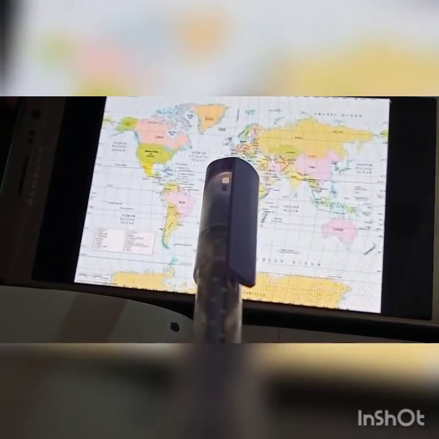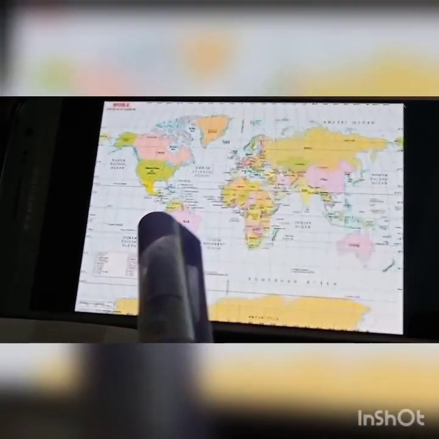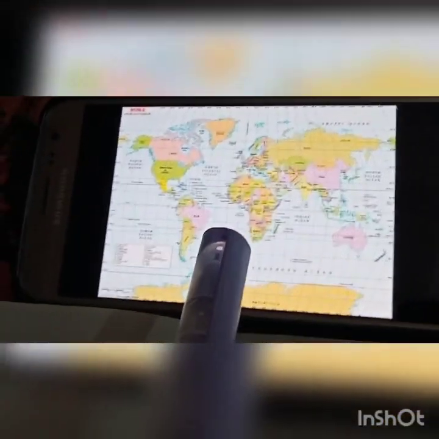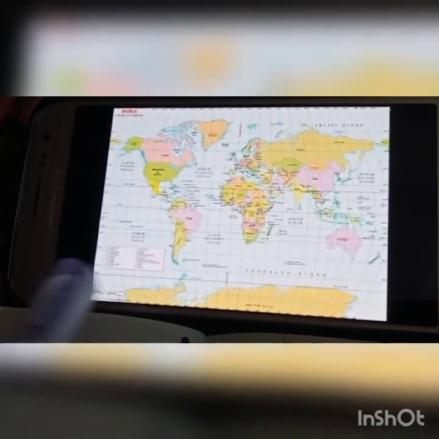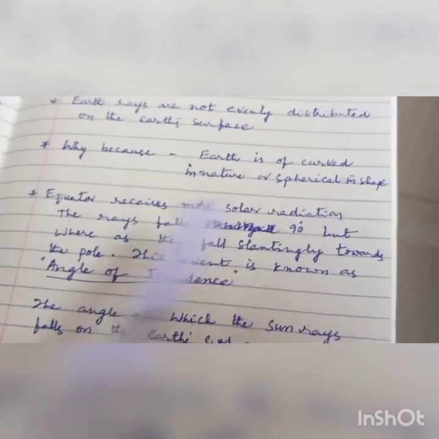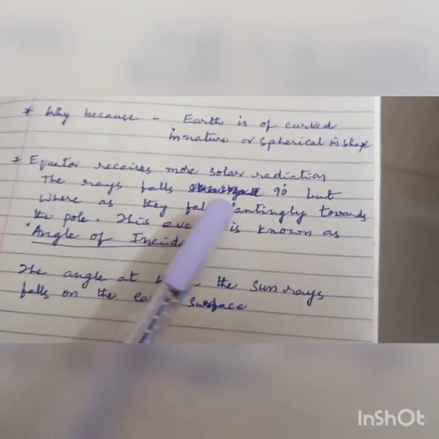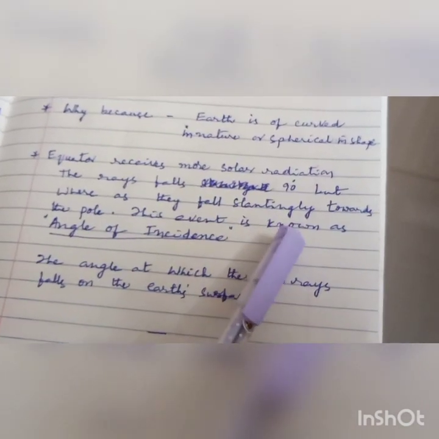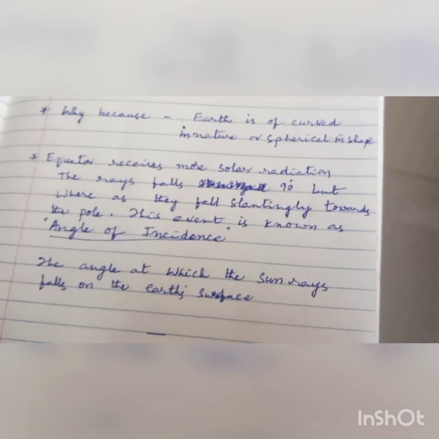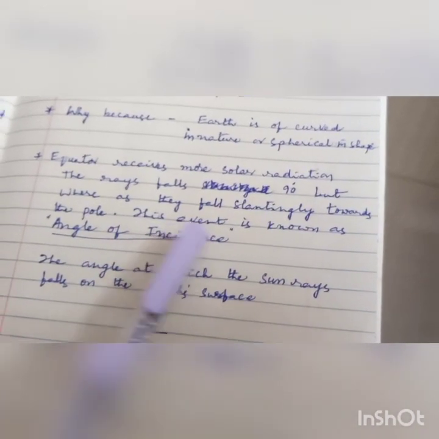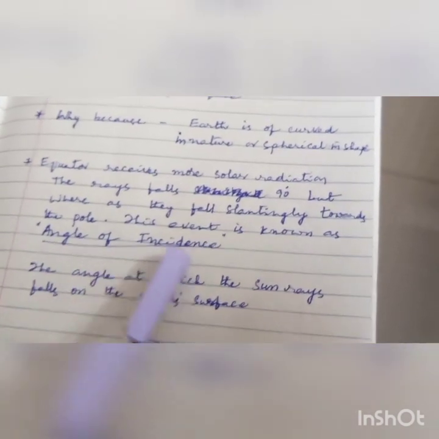Whereas if you move on to the polar regions, they receive less temperature. Once again, the equator receives more solar radiation because the rays fall at 90 degrees, whereas they fall slanting, somewhat bent or sloped, towards the poles. This process we call the angle of incidence.